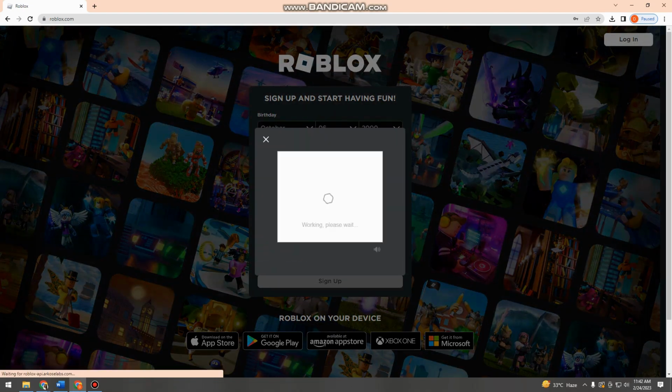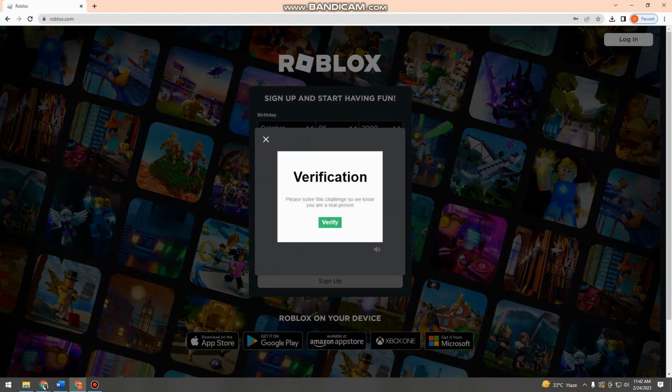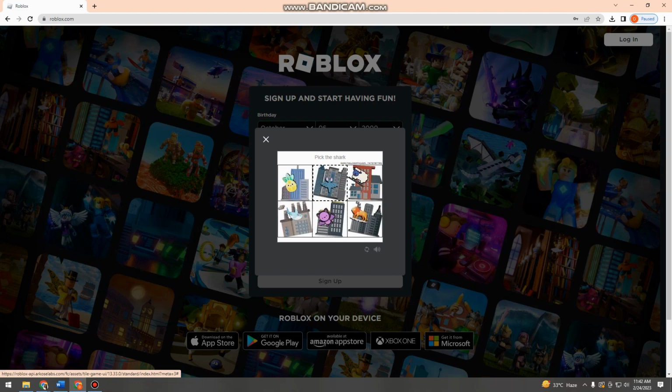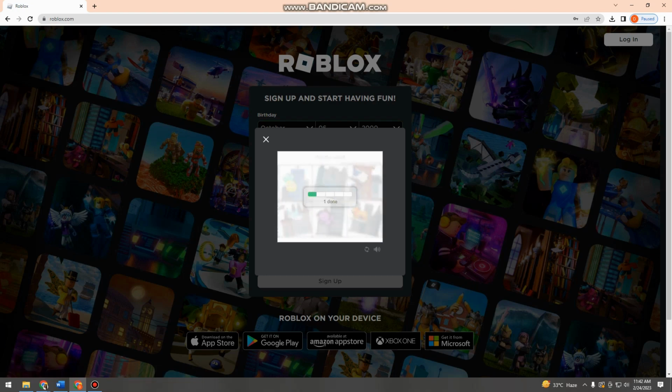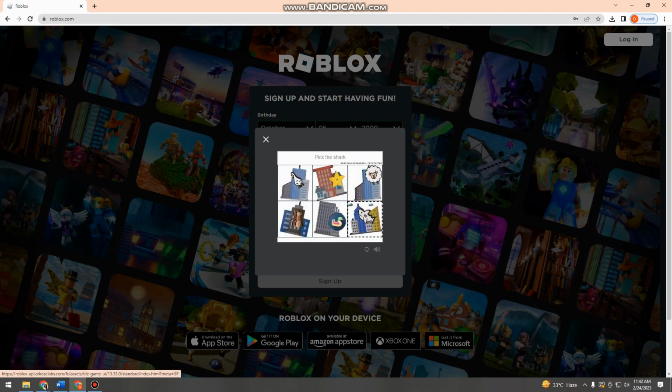Then here you need to do a verification, solve something, because it says please solve this challenge so we know you are a real person. So just click verify, and it says pick the shark, so pick the shark. Then you need to pick the shark in all of these images.